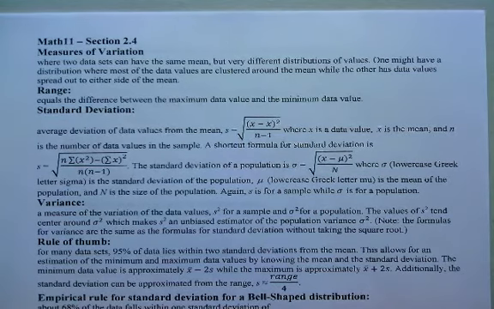We have what's called the rule of thumb for many data sets, which are fairly normal. 95% of the data lies within 2 standard deviations from the mean. This allows for an estimation of the minimum and maximum data values by knowing the mean and the standard deviation. The minimum value is approximately the mean subtract 2 times the standard deviation, while the maximum is approximately the mean plus 2 times the standard deviation.